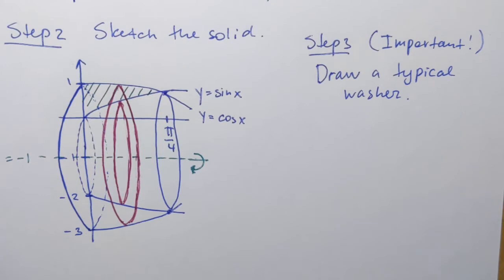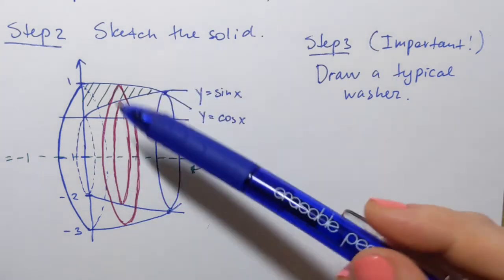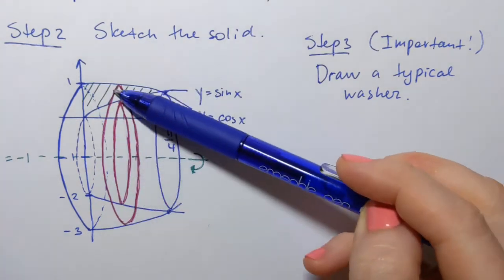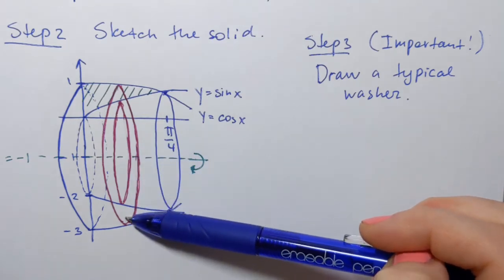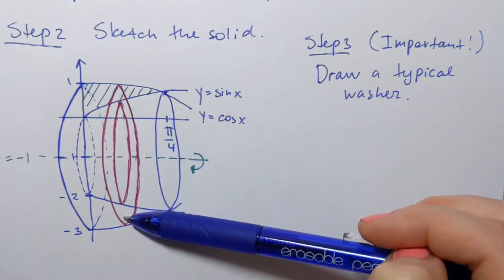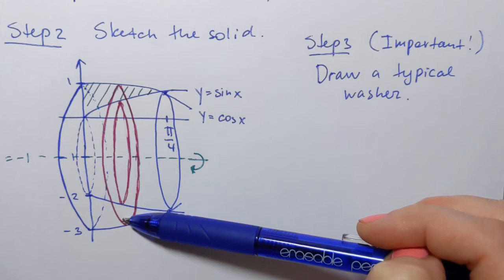Once you have the picture of the typical washer, then you're going to take a few more very important steps. So step 4 will be a super important one. You will need to determine whether you're going to integrate with respect to y or with respect to x. And that's where a lot of mistakes happen. So how do you know what is the right variable for the integration? Think this way. This is a typical washer and I position it here, right? Did I have to put it right here? No, I could place it in a different spot.